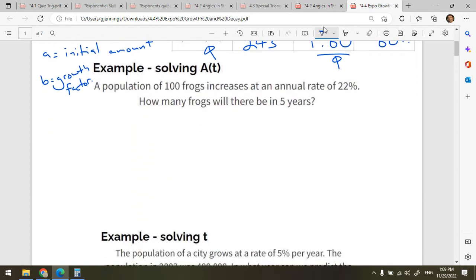Let's take a look. A population of 100 frogs increases at an annual rate of 22%. So we want to identify here is our A. That's our initial amount. So we have A equals 100.